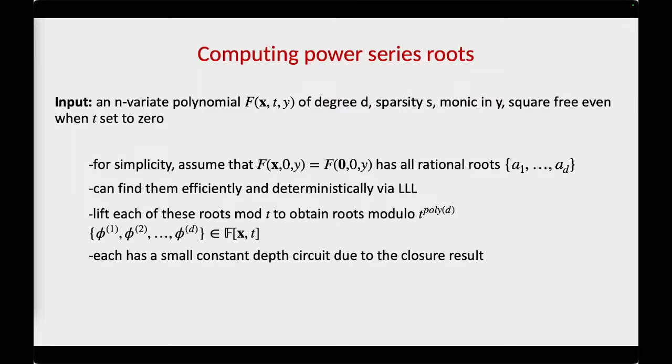Alright, so what we have done so far is we did some deterministic pre-processing using PIT for constant depth circuits. We made this change of point of view from working with little f of x, y to capital F of x, t, y. And we were viewing capital F of x, t, y as a bivariate in t and y. We set the variable t to 0, we got a univariate in y. We computed its roots using LLL. We assumed that all the roots are rational, so we can actually do this. We picked these starting points and found good enough truncations of the power series roots using the formula in the previous discussion.